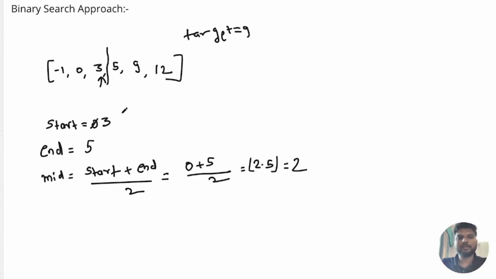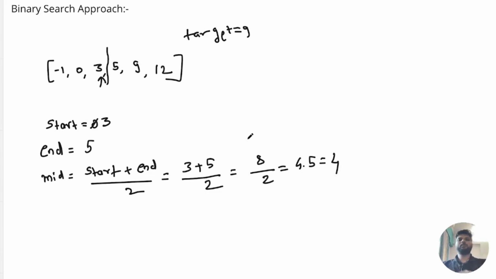End will stay as it is because end is again in this half of the array only, right? And we need to do the calculation again, so we need to calculate mid again. So let me just calculate the mid. Now start is 3, end is 5, so 5 plus 3 is 8, divided by 2 we get 4.5, and we need to take integer form of that, which is 4. So now our mid is 4, so 0 1 2 3 4. We have reached here.